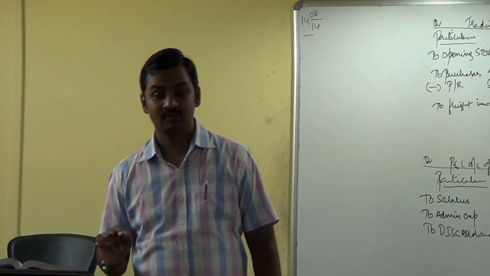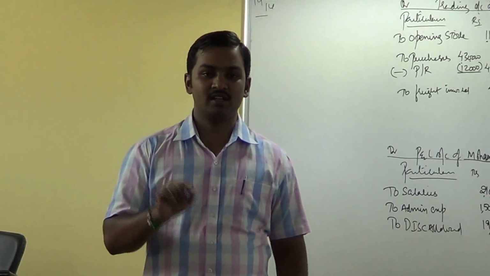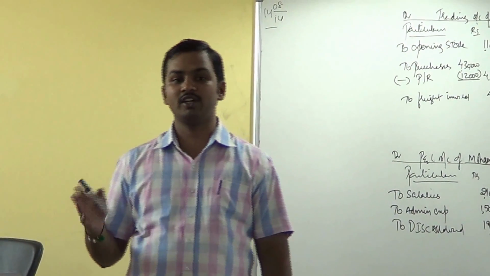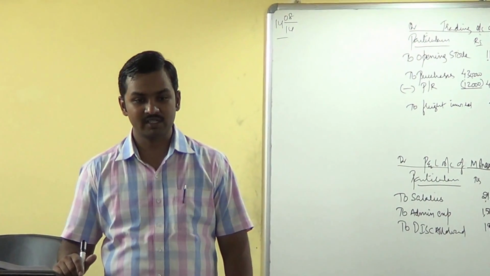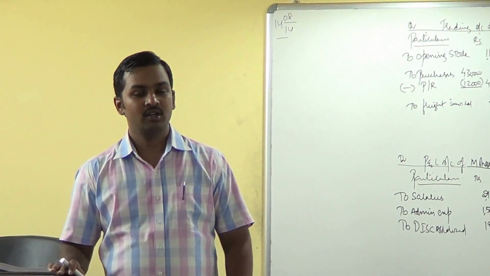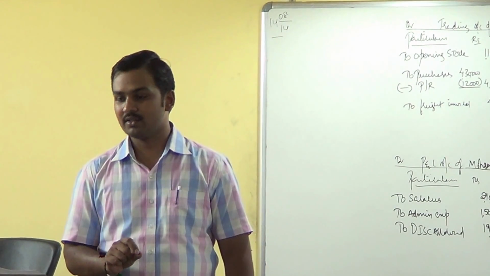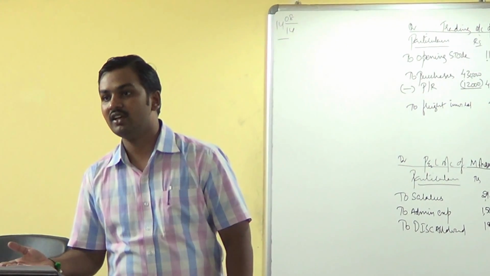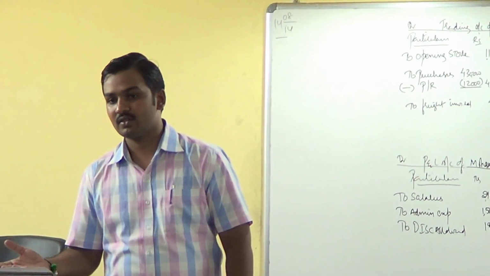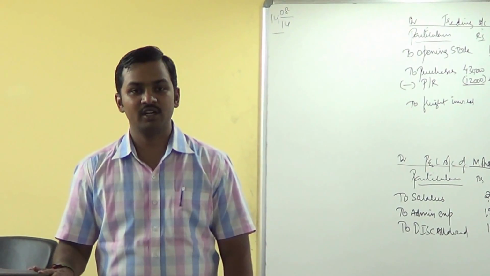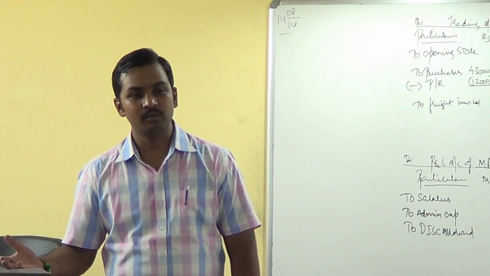Bad debts account, debtor. When you pass this entry, debtor balance reduces and bad debts account is debited. So when you balance the account, bad debts account will show a debit balance. That is why it is appearing on the debit side of the trial balance. That means goods were sold on credit during the year and some of the debtors have become bad.